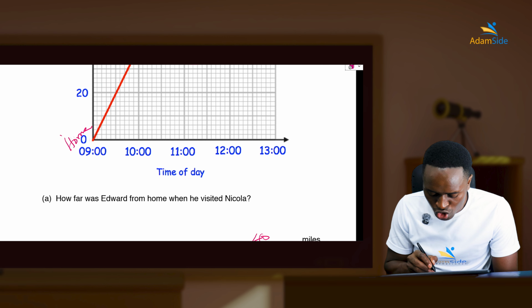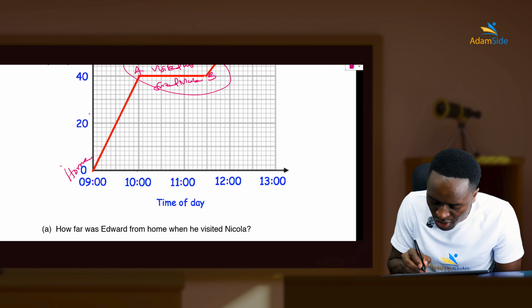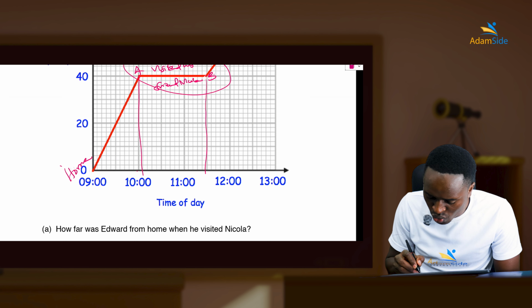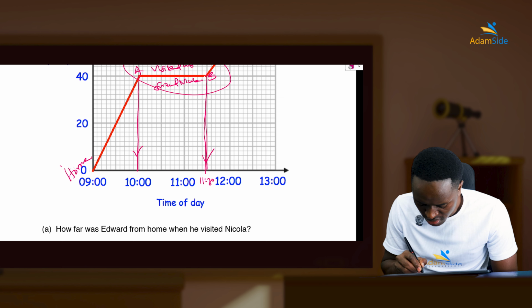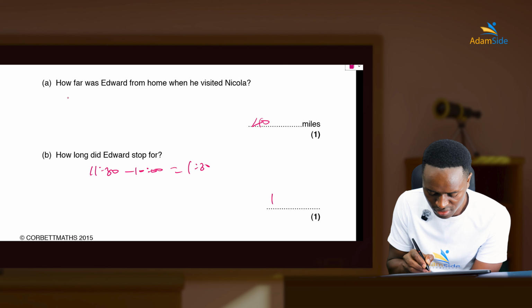How long did Edward stop for? How long did they want, the time? So he stopped from point A to point B. That means he stopped from 10 a.m. to, so we need to understand the scale. So he stopped from 10 a.m. to 11:30. It was now 11:30. Stopped from 11:30 minus 10:00. That means 1 hour and 30 minutes.